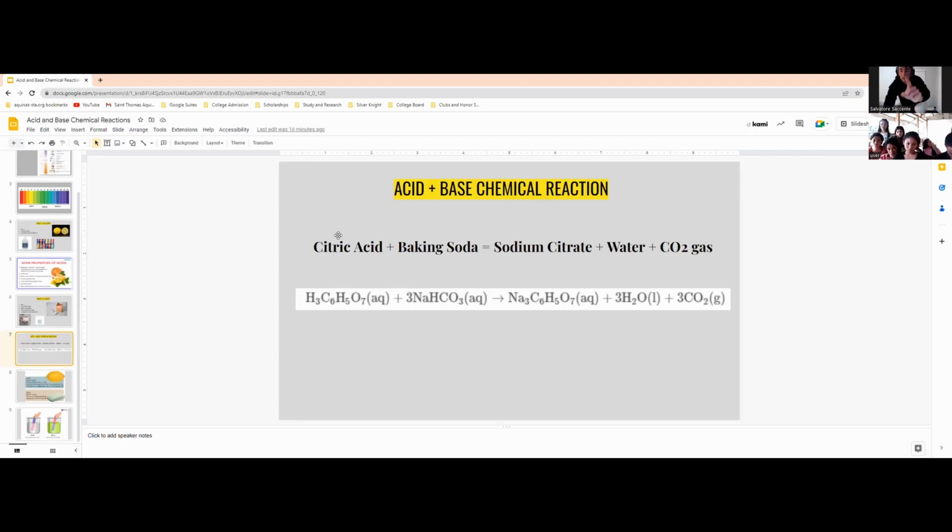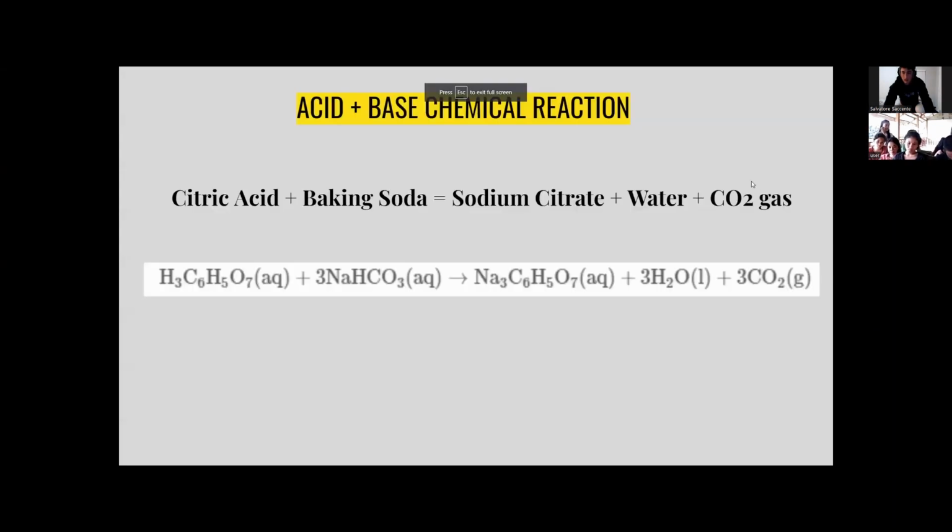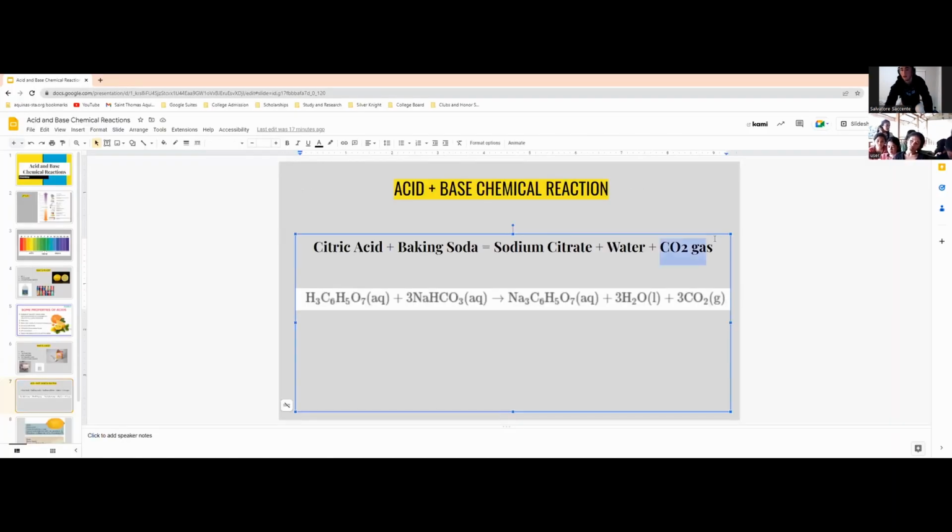I'm going to show you guys once again the slides. So if we go back, this was the experiment we just did, right? So we have citric acid, which was this, and then the baking soda. And they produced CO2 gas, which is this one right here. So this final one was what we produced, and this is inside of the balloon. So very, very cool experiment. And that is going to conclude it.